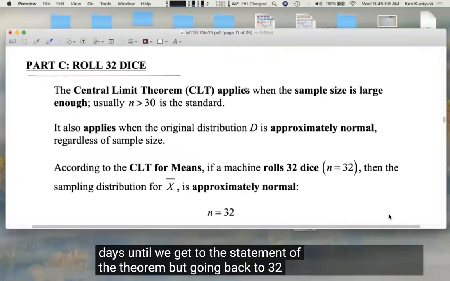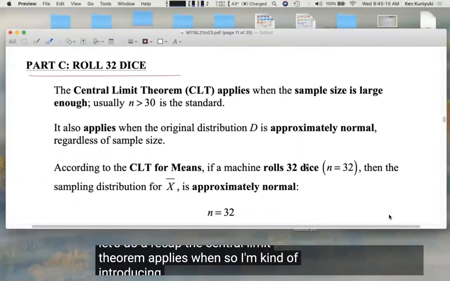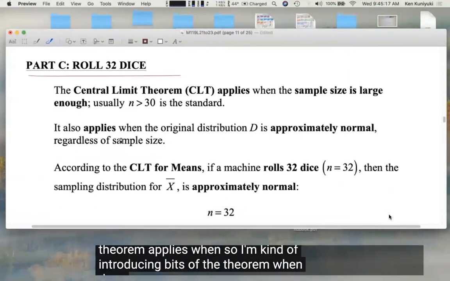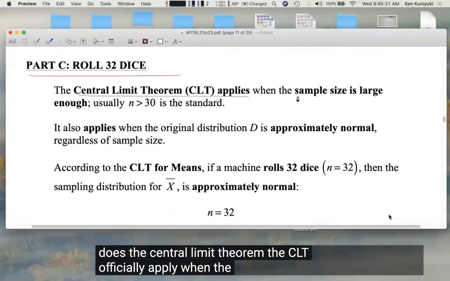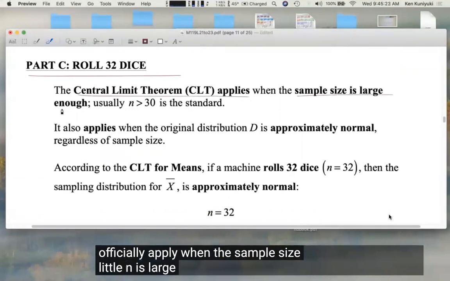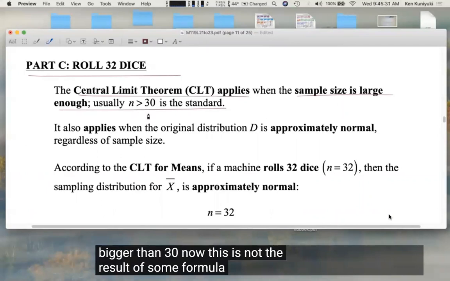But going back to 32 dice, let's do a recap. The central limit theorem applies when? So I'm kind of introducing bits of the theorem. When does the central limit theorem, the CLT, officially apply? When the sample size, little n, is large enough, and usually the standard is when n, the sample size, is bigger than 30. Now, this is not the result of some formula or algebra.